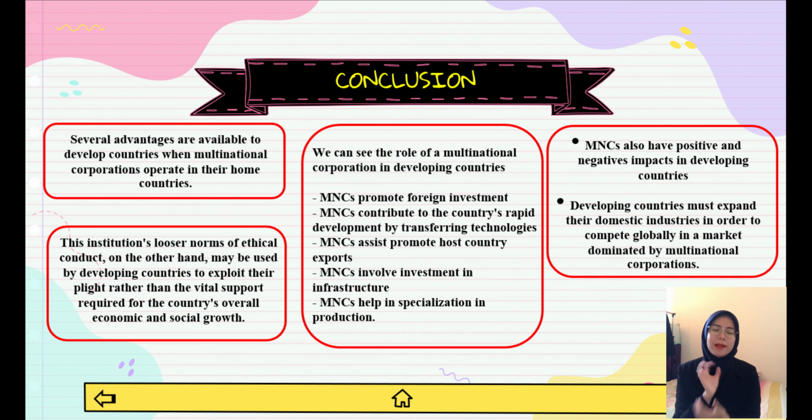Besides that, MNCs also have positive and negative impacts in developing countries. Developing countries must expand their cosmetic industry in order to compete globally in a market dominated by multinational corporations. This cannot be accomplished if local industries are treated as infant industries and given a subsidy to play it safe. Rather, they should be driven to compete with the best of them, thereby increasing their efficiency.